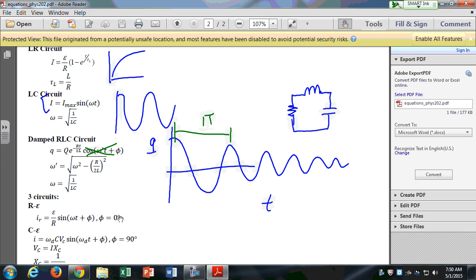Okay? So that's an RLC circuit. And then we have 3 different circuits. The purpose of those is really just to introduce phasors and to lead up to the LRC circuit, which was forced.